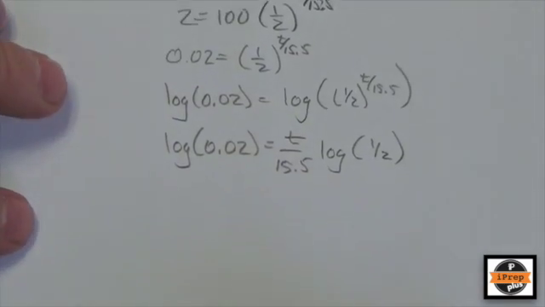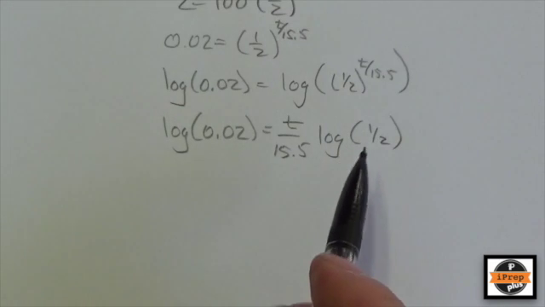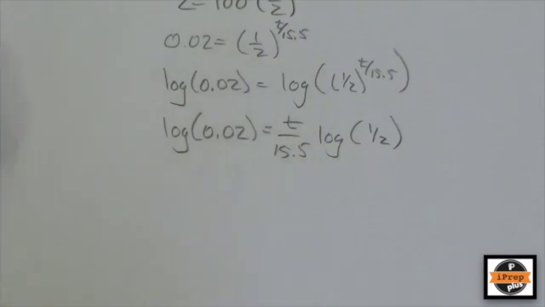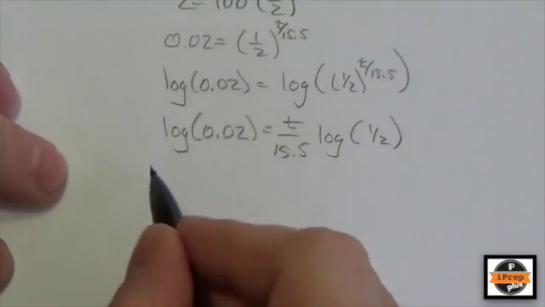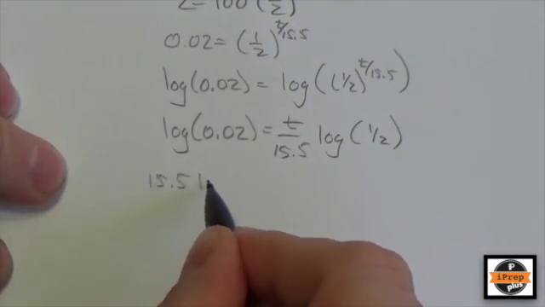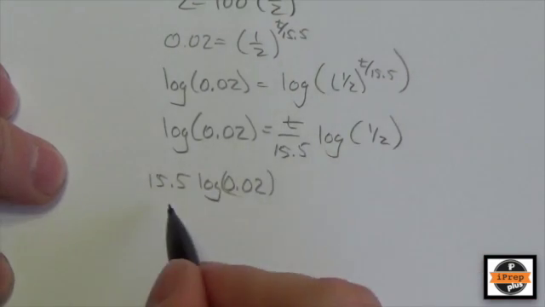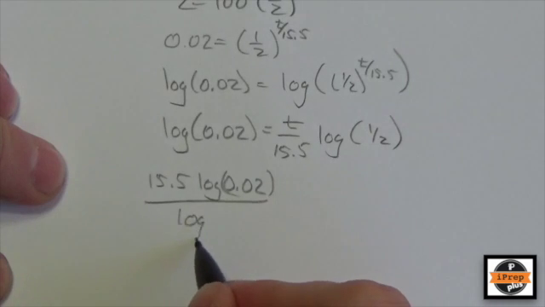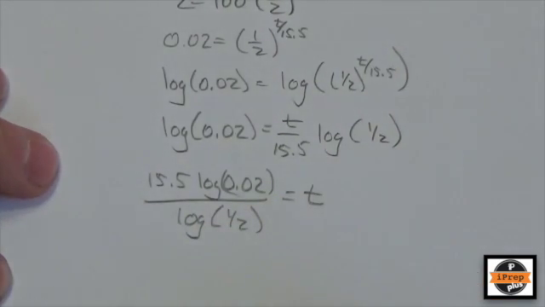And now it's just a simple matter of moving the pieces over. Remember, don't get caught thinking that the log of 1/2 is some weird mystical operation here. It's just a number. Okay, this is just a decimal number. So I just multiply across by the 15.5 log of 0.02. And then I'm going to divide by the log of 1/2. And that'll be my t value.